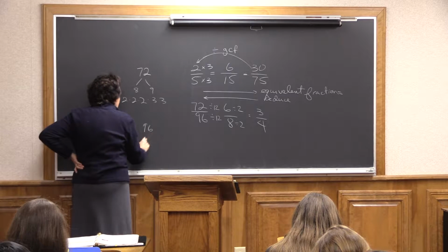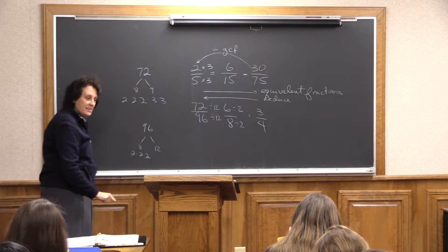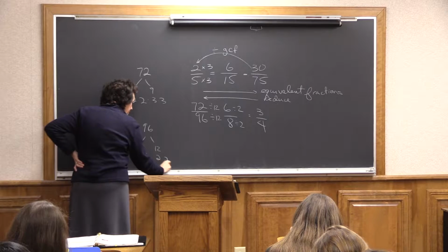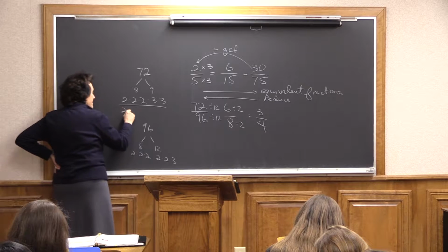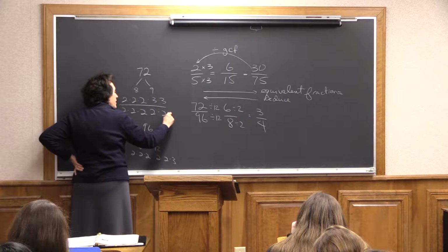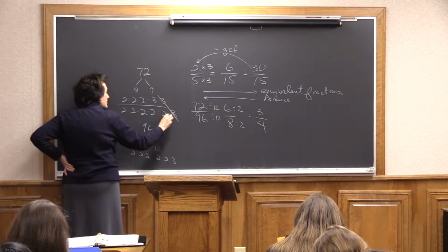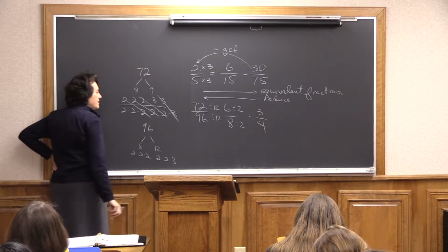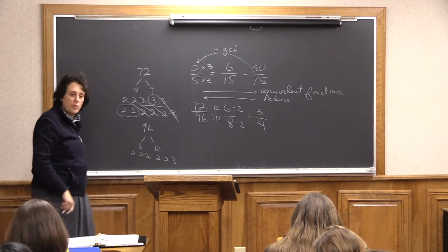96, I'm going to think 8 times 12. Well, there's my 8. And 12 is 2 times 6, or 4 times 3. So there's 96. It's equal to 8, see the 8, times 12. Here's the 12. 12 is 4 times 3. So then, left on the top is my 3, and on the bottom is 2 times 2, my 4.